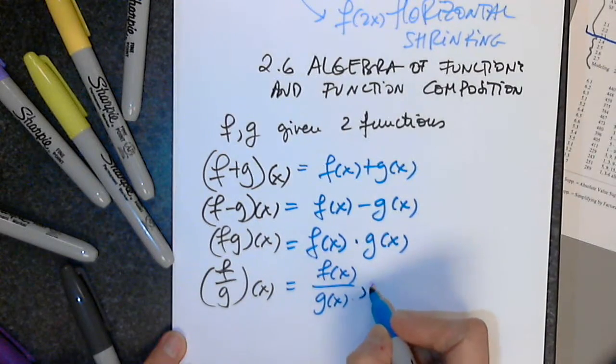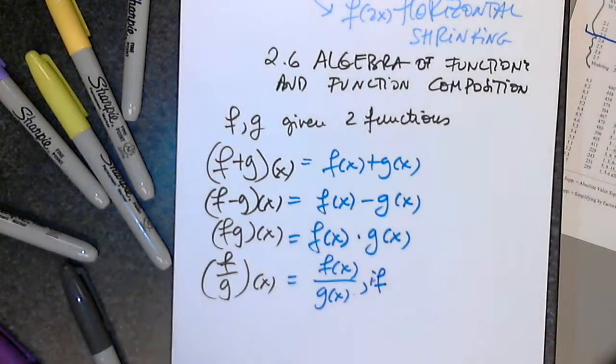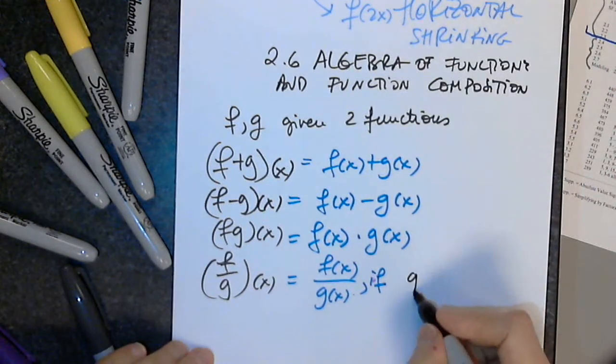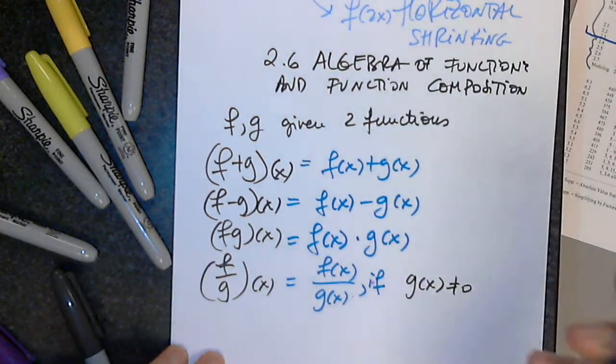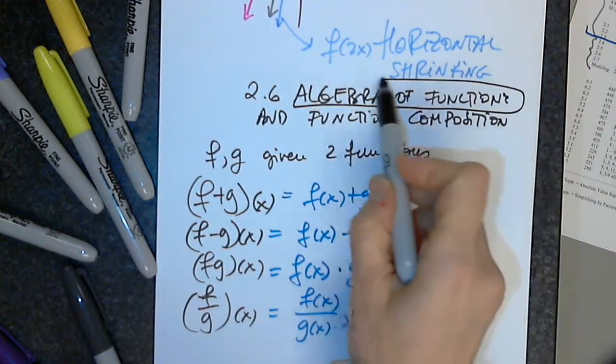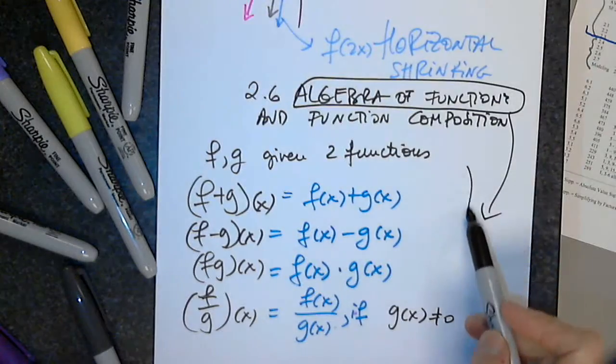However, this one has a comma and an if, which I did not have in the other ones. Not x. G of x. Correct. Is that clear? Perfect. This is what we call algebra of functions. That's what it is.